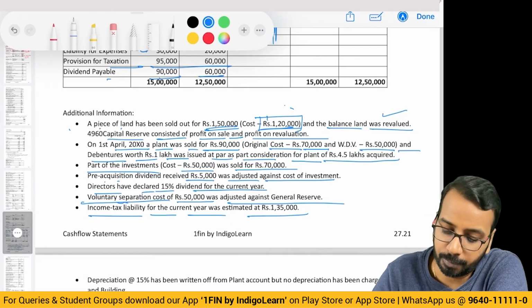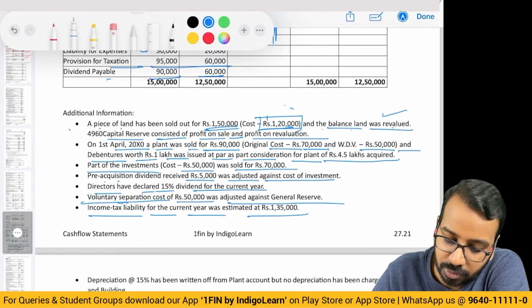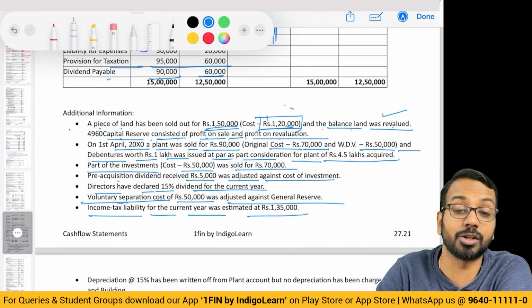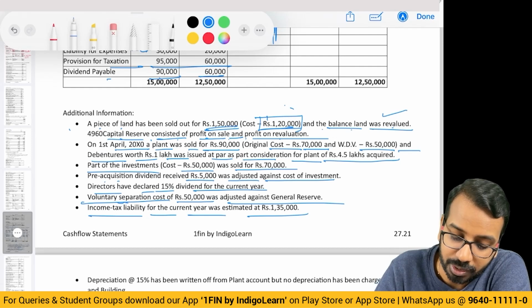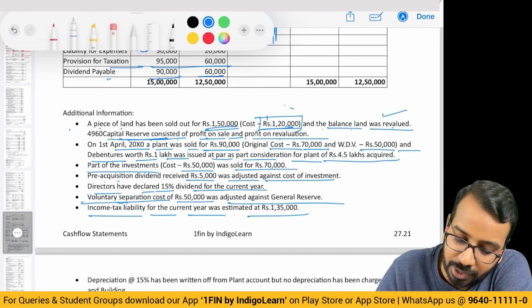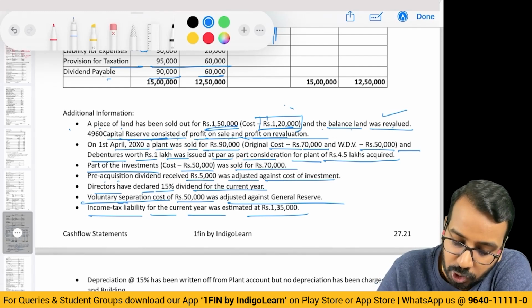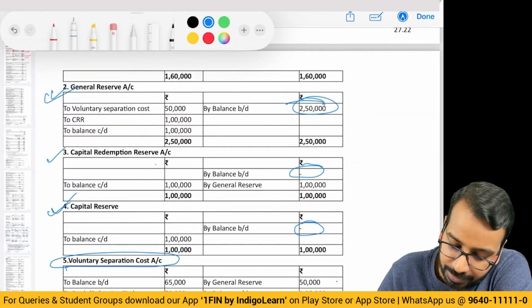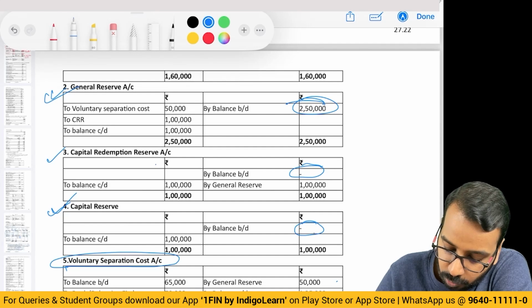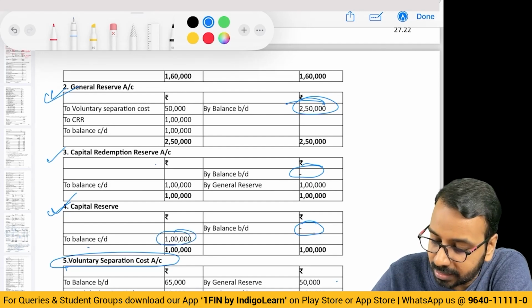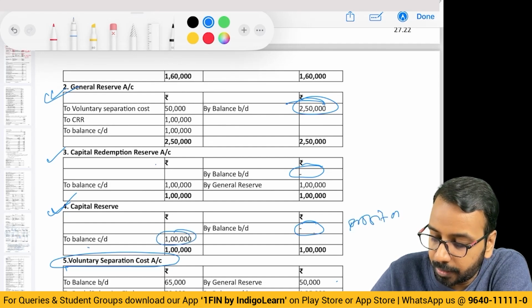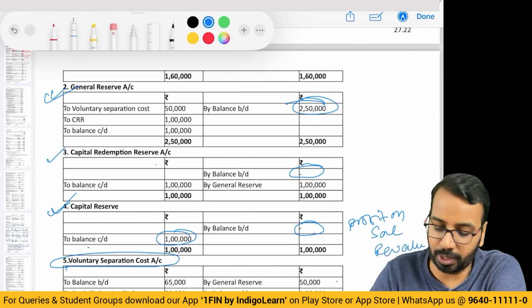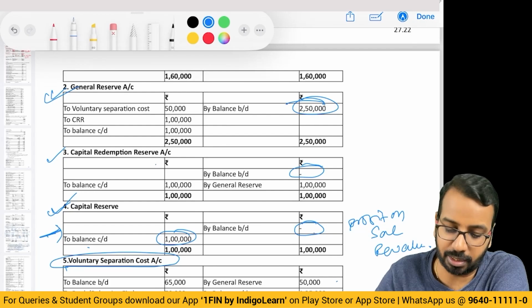Piece of land was sold, and the balance land was revalued. Capital reserve consisted of profit on sale of land and profit on revaluation. So that is also linked to your capital reserve, where you have captured profit on sale and profit on revaluation. So we need to know where capital reserve has come from. This capital reserve, opening balance was 0, closing balance is 1 lakh. This balance has come from profit on sale and revaluation account. Okay, so this is nothing to do with P&L right now.